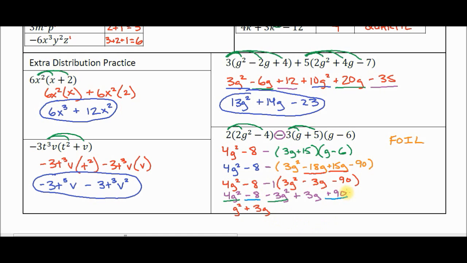And negative 8 plus 90 is positive 82. So there is our final. Let me see if I can put a circle around that without erasing anything so you can see it. There is our final distributed polynomial. g squared plus 3g plus 82. Lots of steps, class. Again, the most important thing I want to teach you here is how to handle this negative sign so you don't end up messing up the signs in this second part of our original expression.